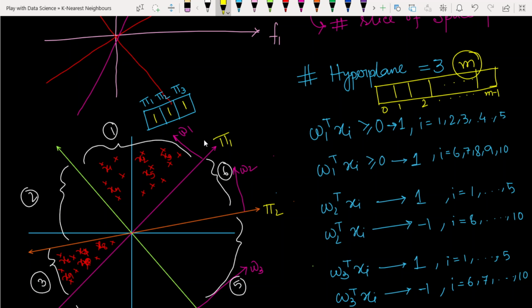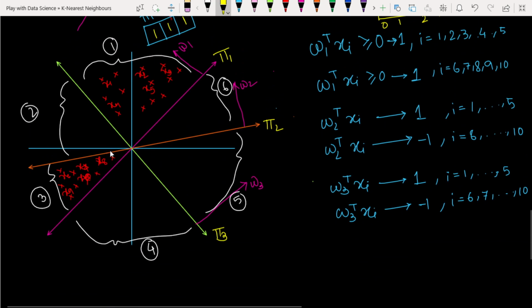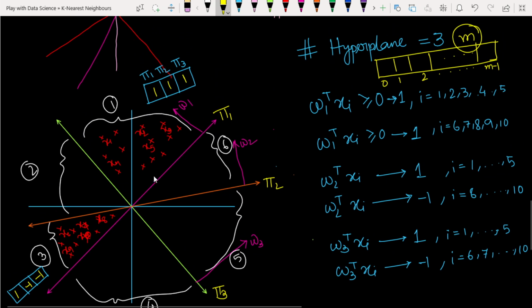Okay. So now let's see what will be the key value of chunk 3. In this chunk, so what will be the key value? Just take 6 to 10. So first for w1 this value is 1, for w2 this value is -1, for w3 also this value is -1. I think you have understood how to calculate the key value for each chunk of vectors. I am using this concept here.